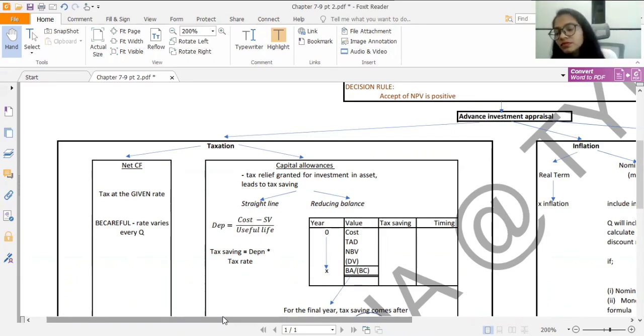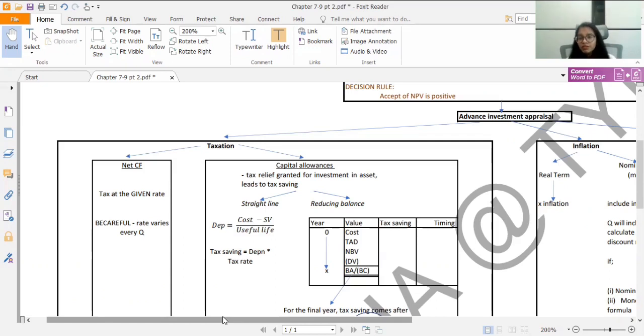So what is taxation? Why do you need to add taxation? The logic is that you have two types of taxation: taxation on cash flow, and tax benefits on non-current assets. The first one is tax on cash flow. Why do you have tax on cash flows? Taxation on cash flow occurs because any cash inflow of your company would attract a tax payment.